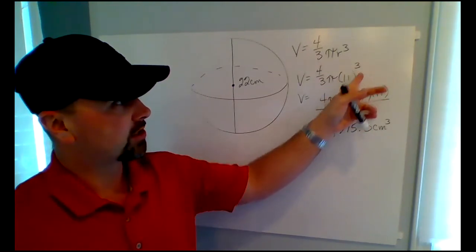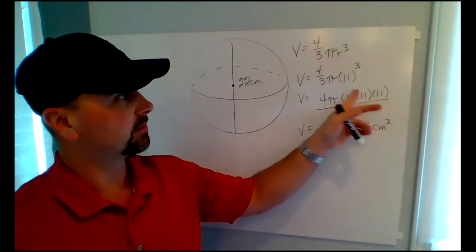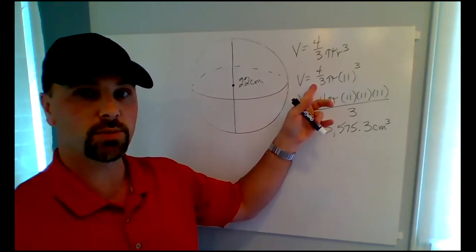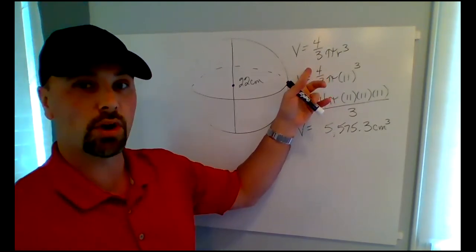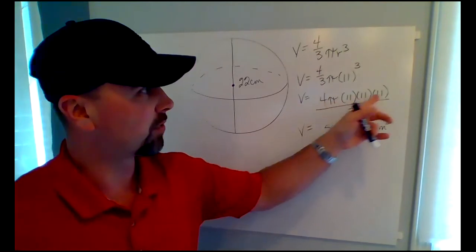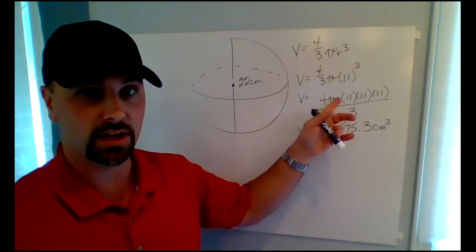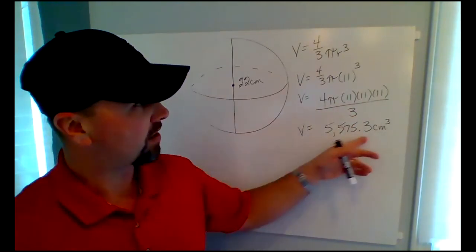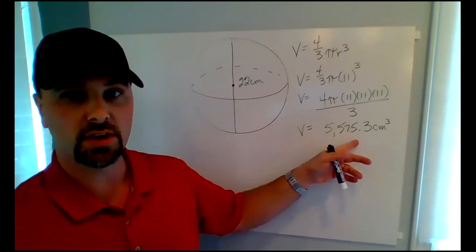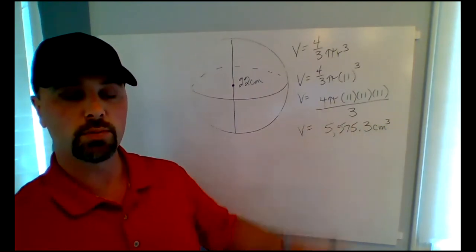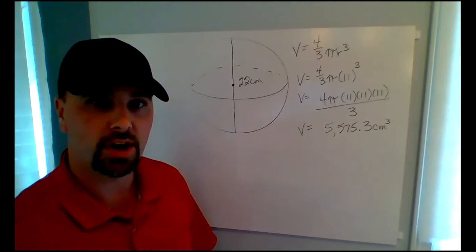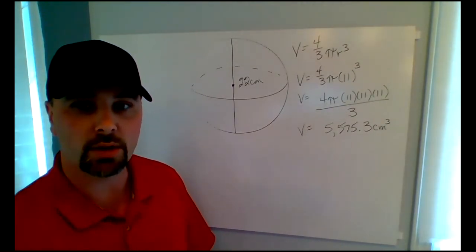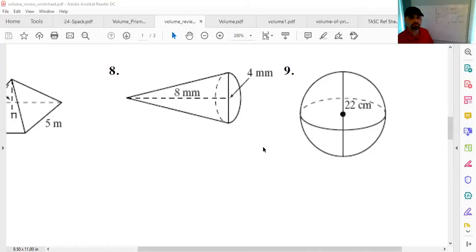So the radius cubed, 11 times 11 times 11, is what we're multiplying by pi and by 4/3. Remember, when you multiply by 4/3, you really multiply by 4 and then divide by 3. So that's what we have here: 4 times pi times 11 times 11 times 11 over 3. When you work that out, you're left with 5,575.3 cubic centimeters. All right, like I said, that's probably the toughest type of volume problem you're going to have, is a sphere. Okay.